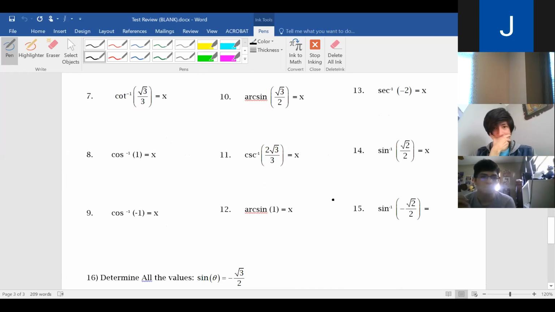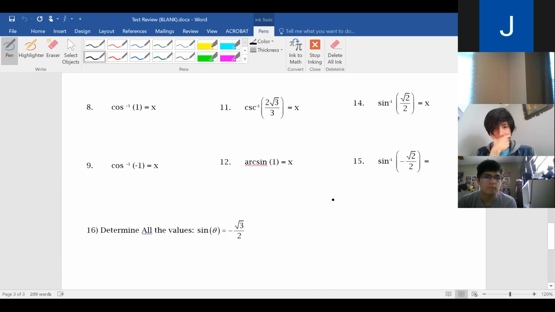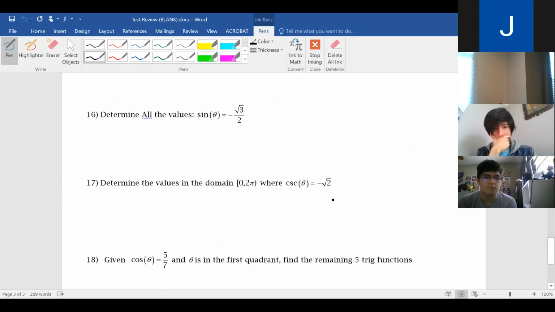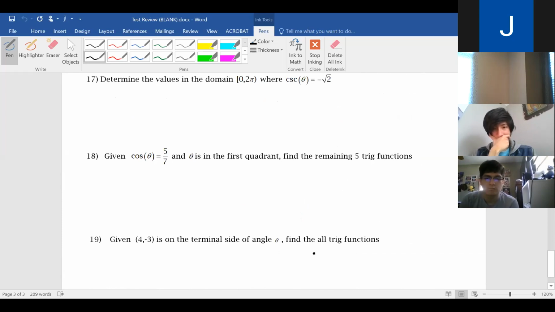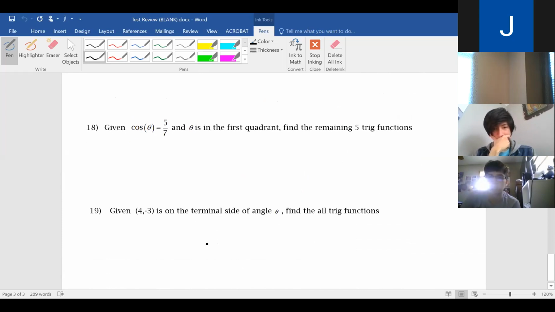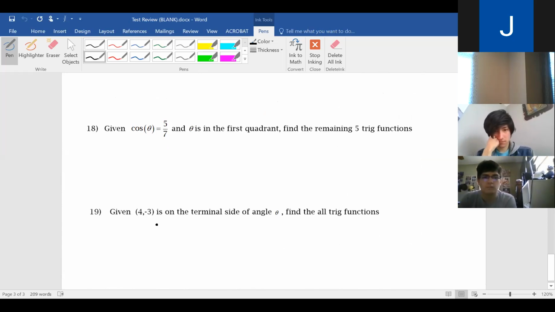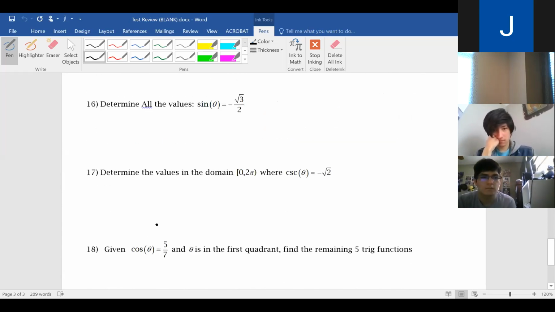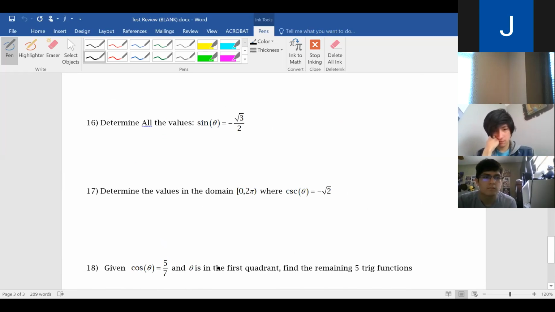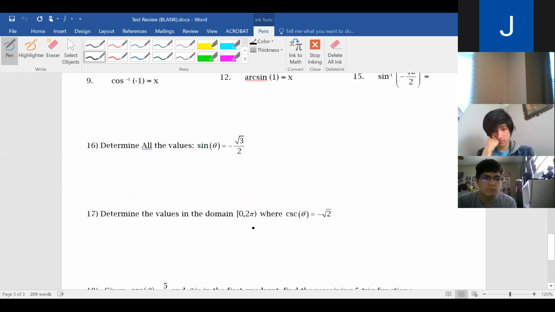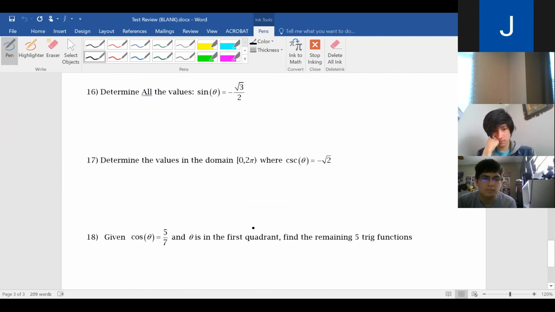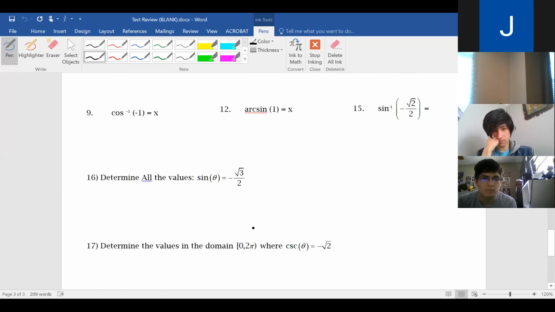And then there's a couple of the triangle trig questions of drawing your triangle, whether it's in a particular quadrant like number 19 is, where they give you a particular point and you have to find the particular trig function, or they give you something like number 18 and then you have to draw it and figure out using the Pythagorean theorem and then answer the question. So that's pretty much what the test looks like.